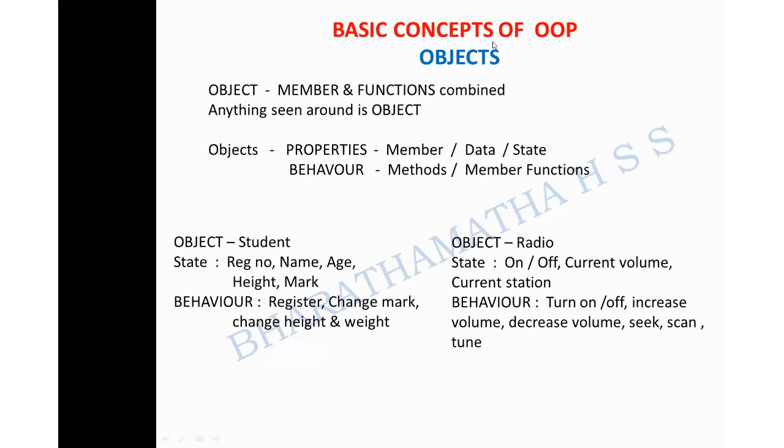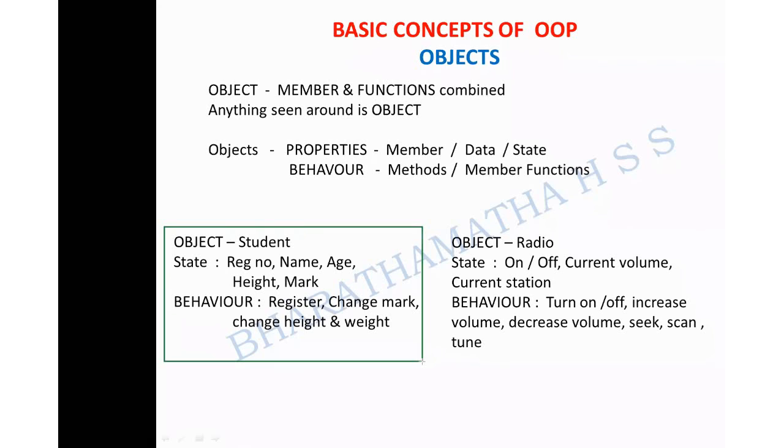So for that, you have one simple example taken over here. Come down over here. Here you can see in this green colored box, I have taken the object to be student. The state means what are the things, that is the data, associated with the student? If we take a student, you have his or her register number, name, age, the height of the student, the marks of the student. Behavior means what are the actions that I can perform.